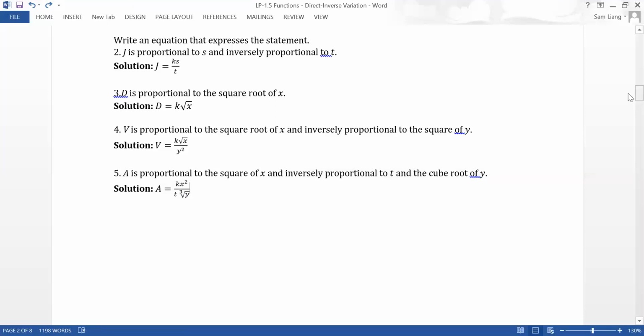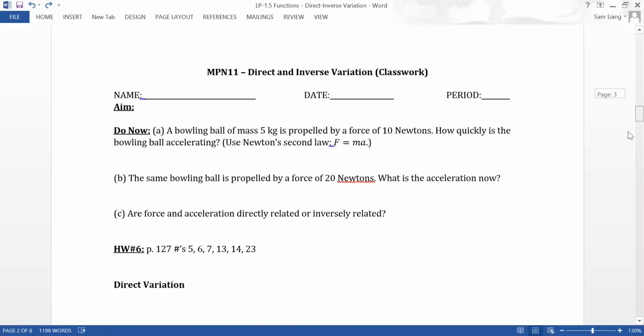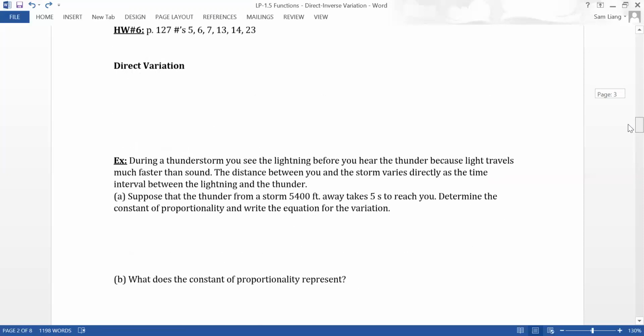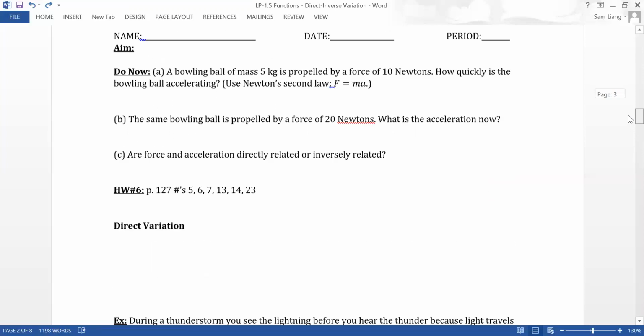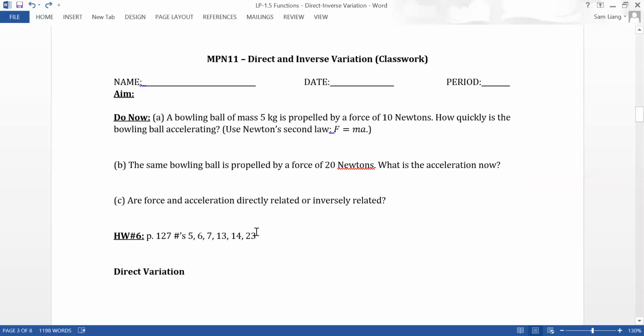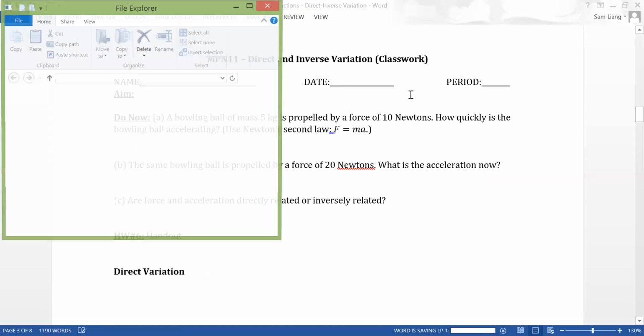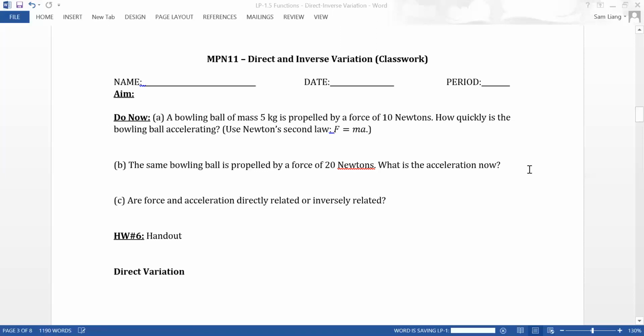Okay. And yeah, I think that's it. If you need to copy any of these solutions, please pause the video here. And yeah, other than that, please complete the homework. Oh, so this should say the handout. I just typed up the questions on a handout to make it easier. Okay, so we'll just make sure you have that.